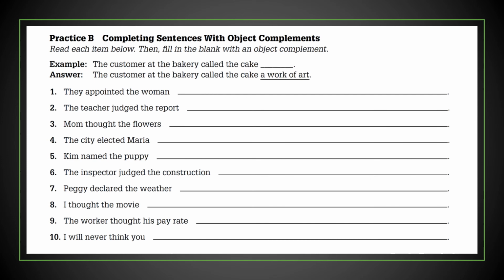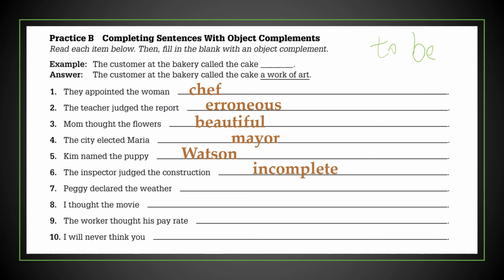Number 1, they appointed the woman to be chef, or chef directly. Remember, to be. I will just add it here again. Number 2, the teacher judged the report erroneous. Number 3, Mom thought the flowers beautiful. Number 4, the city elected Maria mayor. Number 5, Kim named the puppy Watson. Number 6, the inspector judged the constructions incomplete or to be incomplete.